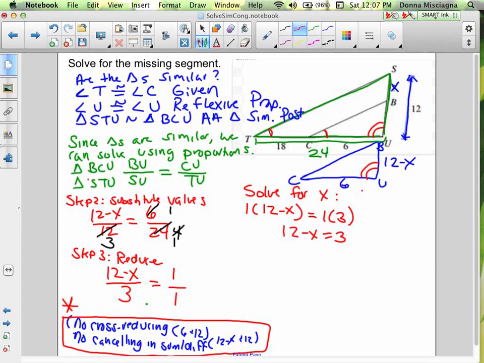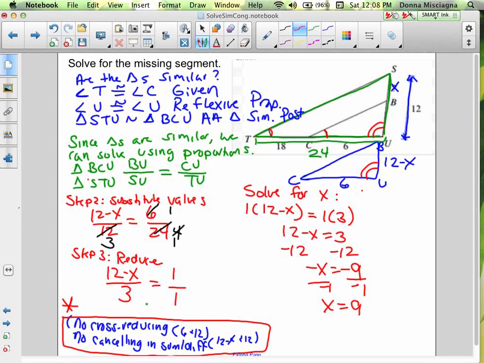We multiplied, which wasn't very much, and now we're just going to subtract 12 from both sides. So negative X is equal to negative 9, and if we divide by negative 1, that means that X is 9. That's our answer there. And we were actually only asked to solve for the missing segment. If we were asked to solve for one of the sides, we would just plug it in. Actually, let's make sure this makes sense.